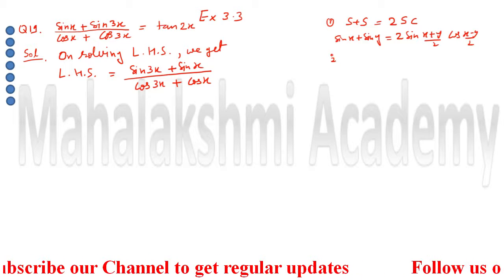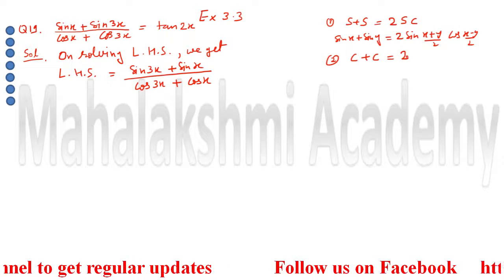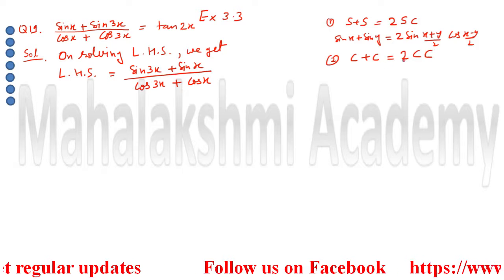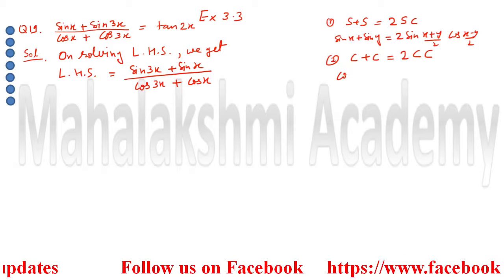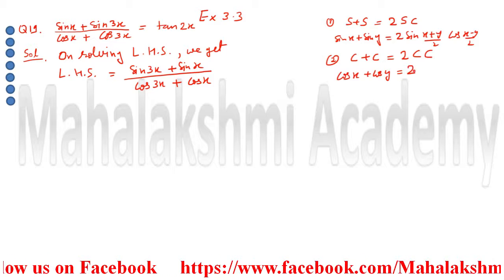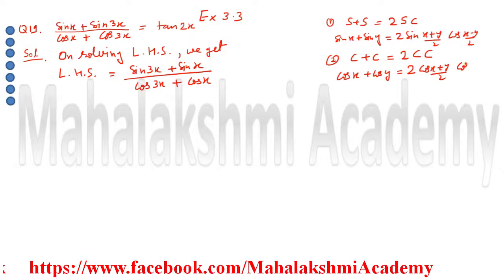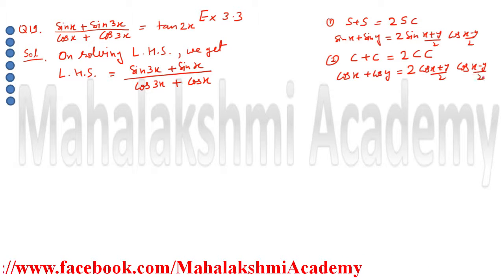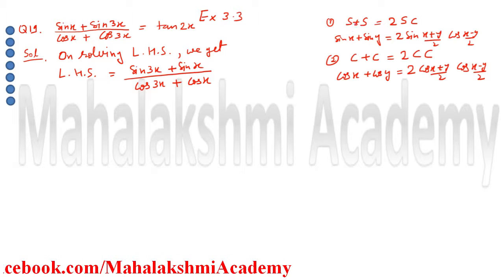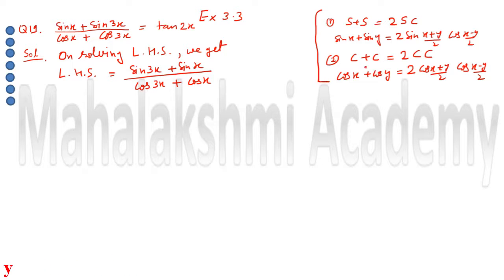The other formula which we are going to use is C plus C, that is 2CC. C means cos. So if we have cos x plus cos y, the formula is 2 cos (x plus y) upon 2 and then cos (x minus y) upon 2. Here S and C are the short form of sin and cos. So like this you can learn it. I wrote these two formulas in the corner.